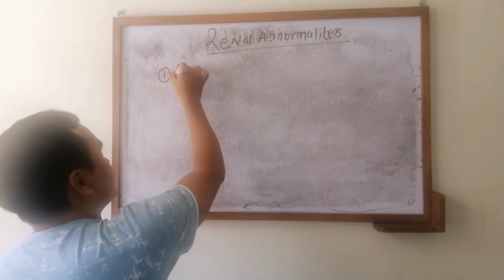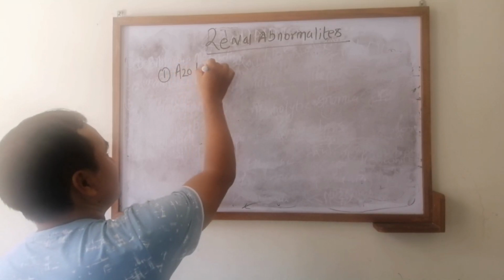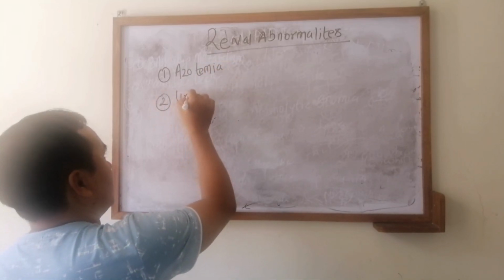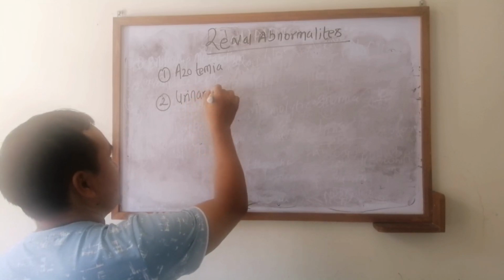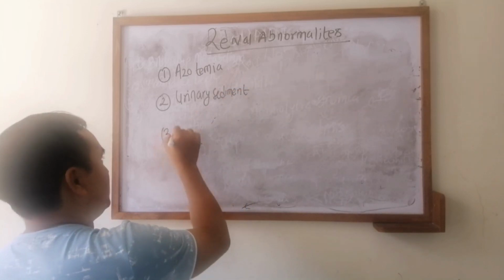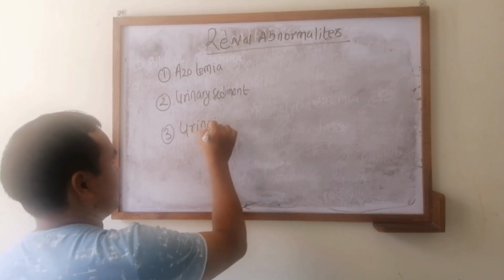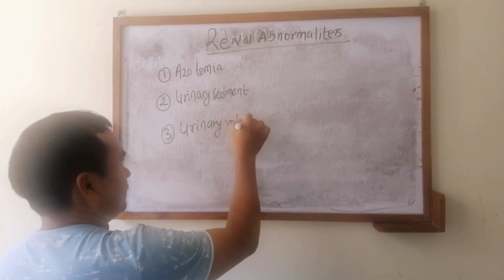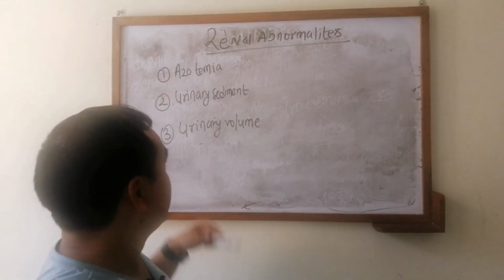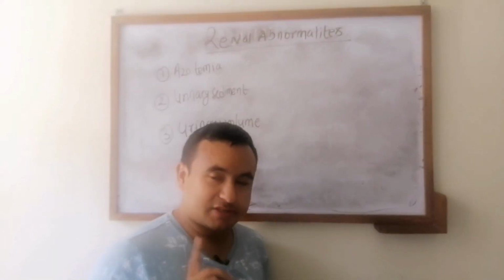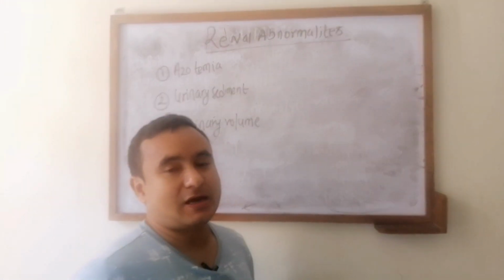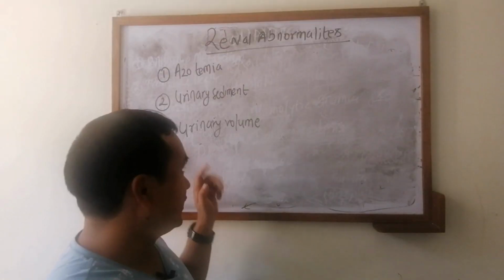especially azotemia. Second is urinary sediments, and third one is urinary volume. So we'll make three presentations on these three topics: one presentation for azotemia, a second presentation for urinary sediments, and a third presentation for urinary volume.